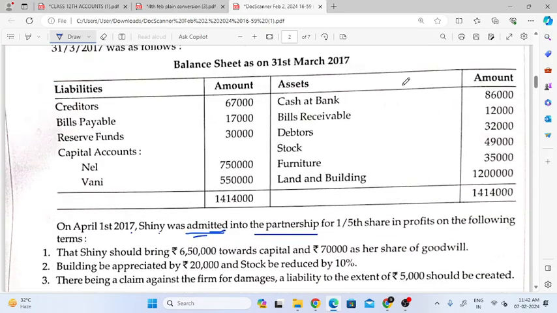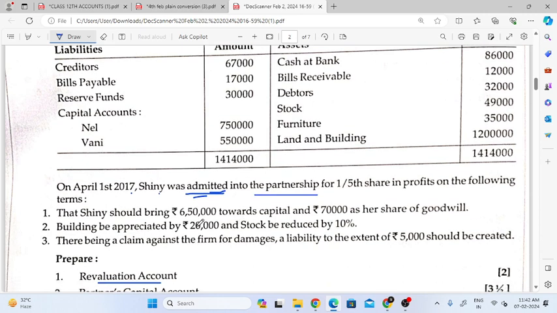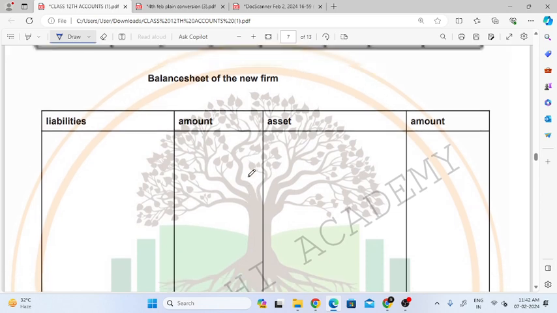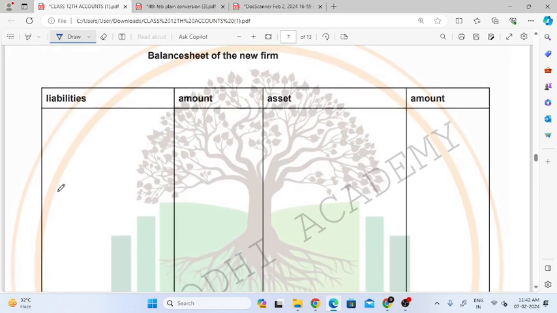So we'll start with the old balance sheet first, and we have to see whether any adjustment is given for any of this liability or asset. Now the first one is creditors. So just check whether any adjustment is there for creditors or not. There is no adjustment for creditors, so I'll be taking this amount directly. Since it is a liability, it will go on the liability part. So creditors, the amount they have given as 67,000.